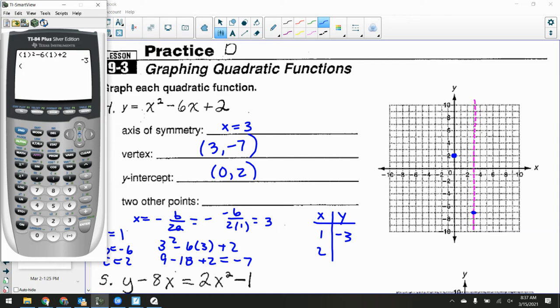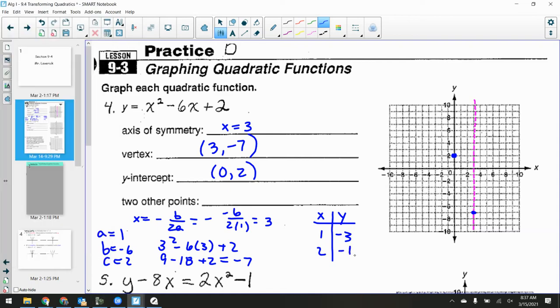All right, so 2 squared minus 6 times 2 plus 2. Negative 6. Yes, that's right. So 1 comma negative 3, 2 comma negative 6. Does everybody see the full left side of the parabola? Make sure you're also filling in your blank with the coordinates here. I want you to write out what the coordinates were that you found.